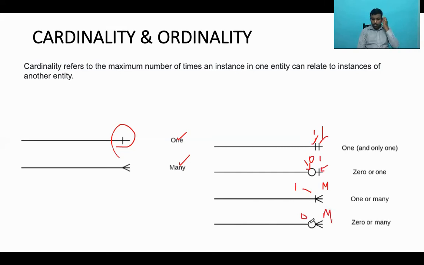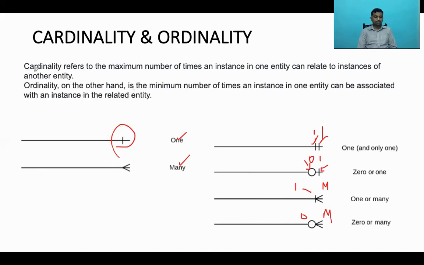The maximum values that I've given here, one, one, many, many, are called the cardinality, and the minimum that I have here is called the ordinality. Let me read this for you. Cardinality refers to the maximum number of times, I'll repeat, the maximum number of times an instance in one entity can be related to an instance of another entity. So what is the maximum that it can have? One. So mentioning these things is called cardinality.